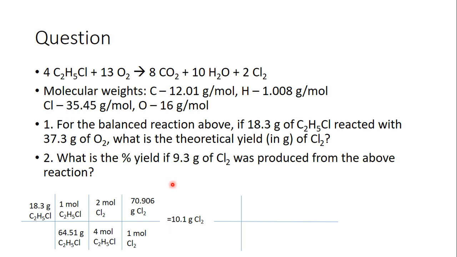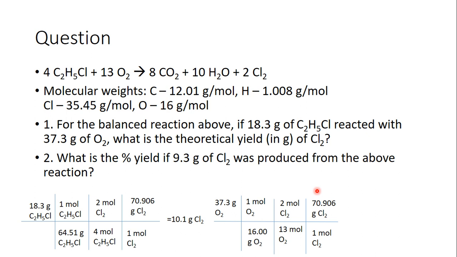But we have to do it for the other reagent, O2. So we have 37.3 grams of O2. Again, we don't want to work in grams, we want to work in moles. Now there's 16 grams of O2 per 1 mole of O2. So that's actually supposed to say O2 up there. We have 13 moles of O2, stoichiometry, makes 2 moles of Cl2, and 1 mole of CO2 is 70.906 grams of CO2. Again, our units in grams CO2. We're good to multiply and divide. And we get, with this amount of O2, we can make 25.4 grams of CO2.